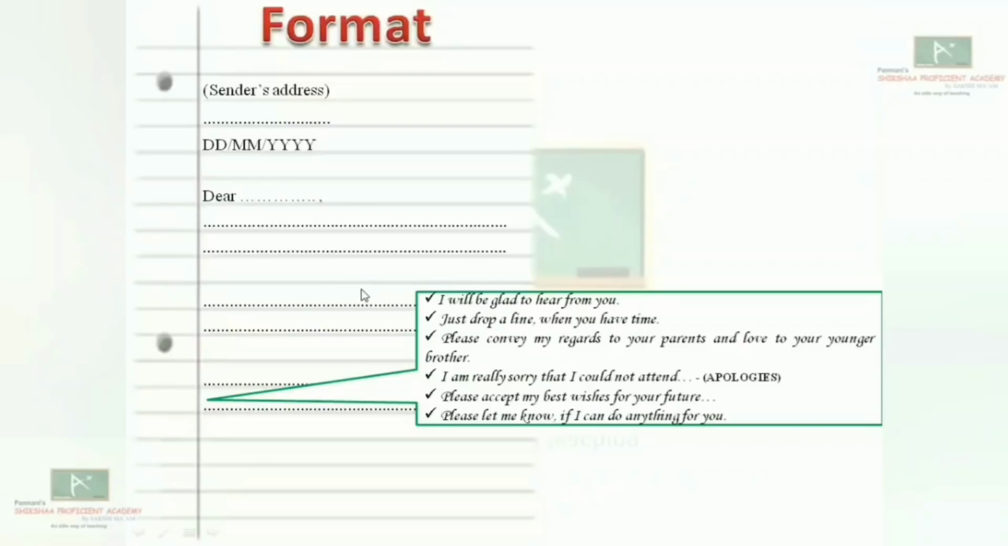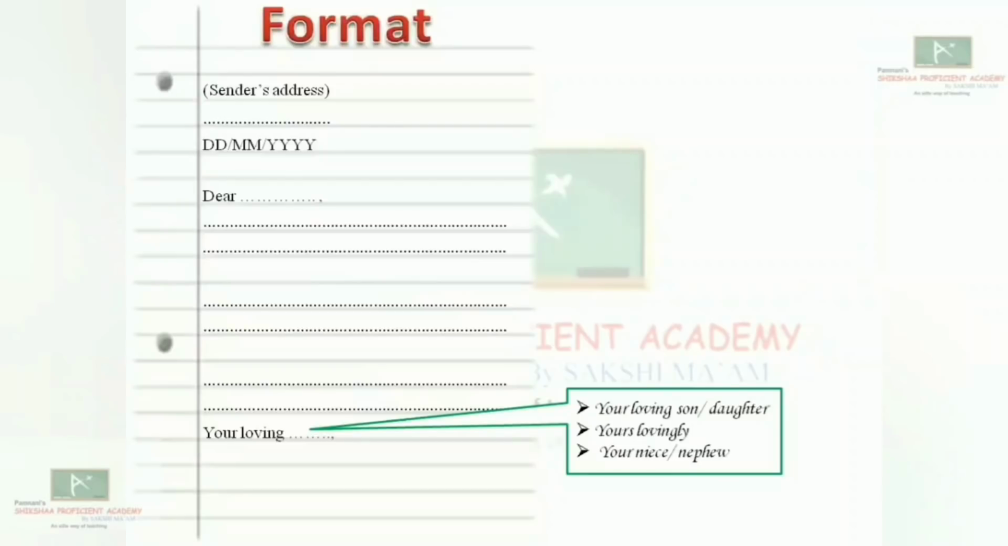Then end the letter with a closing remark. Your loving, or for example, your loving son or daughter. Yours lovingly. Your niece or nephew. Then write the sender's first name in the next line. For example, David or Daisy.